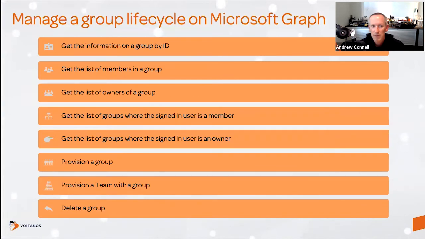How do you get information about a group by its ID? How do you get a list of the owners and the members in a group? How do you get a list of all the groups that the currently signed in user is a member of or an owner of? How do you create a group? How do you teamify a group? And then finally, how do you delete the group? You should understand how to do all of those different things, pretty much just from the SDK. Okay. So that's all the stuff you need to know about groups.